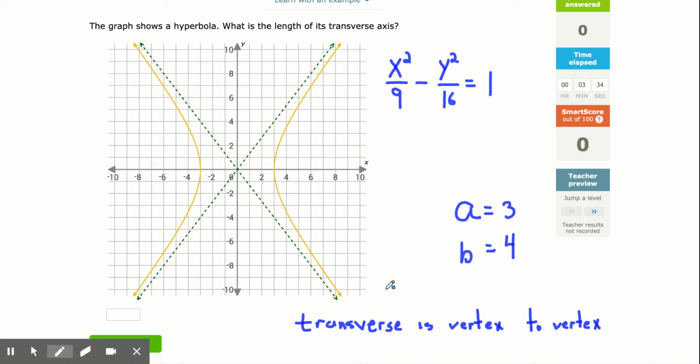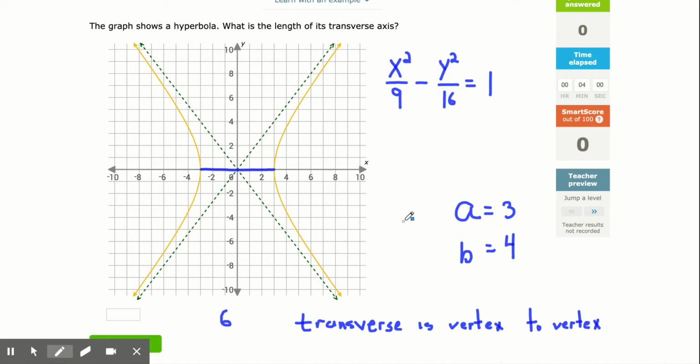Welcome. In this lesson, we're going to learn to find the length of the transverse axis and the conjugate axis. The transverse axis is actually very simple. It's the length from vertex to vertex. So the transverse axis starts at the one vertex and goes across through the center to the other vertex. So the length of this transverse axis is 6.